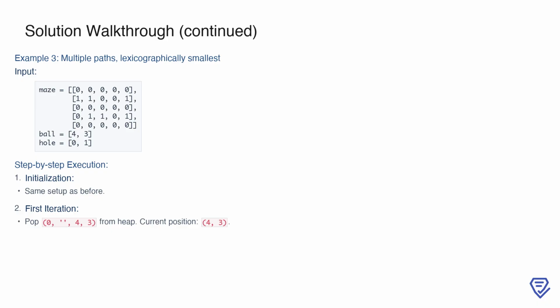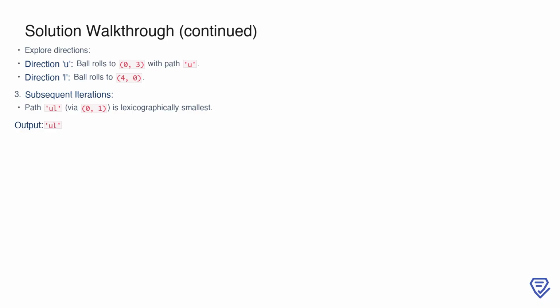From here, the ball can roll upward to 0, 3, with the path labeled U, or left to 4, 0, with the path labeled L. Both positions are added to the heap, and their distances are updated. The algorithm continues to explore these paths to determine the best route to the hole. As the algorithm evaluates subsequent positions, it identifies 0, 1 as a key intermediate point on the way to the hole.